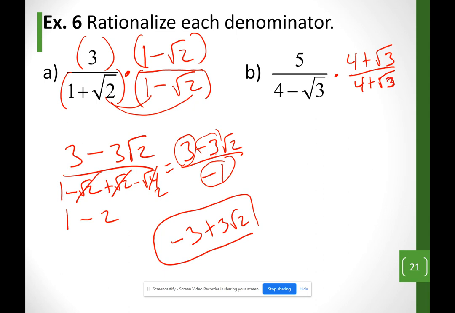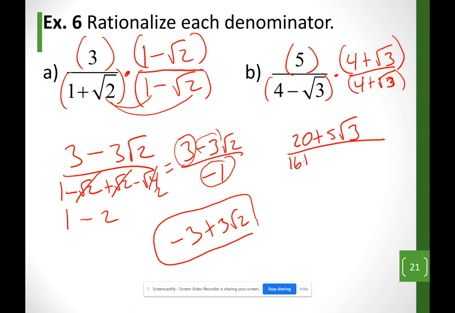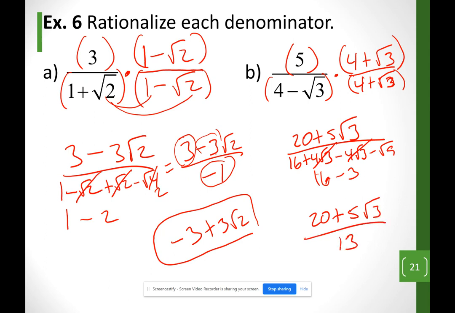Okay, so let's take a look at the top. Let me distribute the 5. So it's going to give me 20 plus 5 radical 3. Looking at the bottom, let me distribute the 4 first. So it's going to give me 16 plus 4 radical 3. Let me distribute the negative radical 3. So it's giving me negative 4 radical 3 minus the square root of 9. The two terms in the center cancel out. Now the bottom looks like 16 minus 3. All right, the square root of 9 is 3. So I have 20 plus 5 radical 3 over 13.